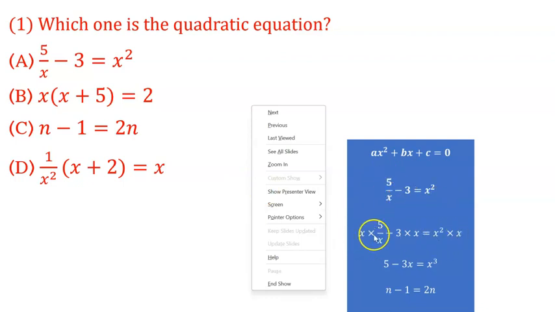If you multiply on both sides by x, then you will get here x into 5 by x minus 3 into x is equals to x square into x. Here x gets cancelled. You will get here 5 minus 3x, and x square into x, you will get here x cube. Okay, therefore this is not the quadratic equation because the highest power of this equation is 3. Therefore it is not the quadratic equation.